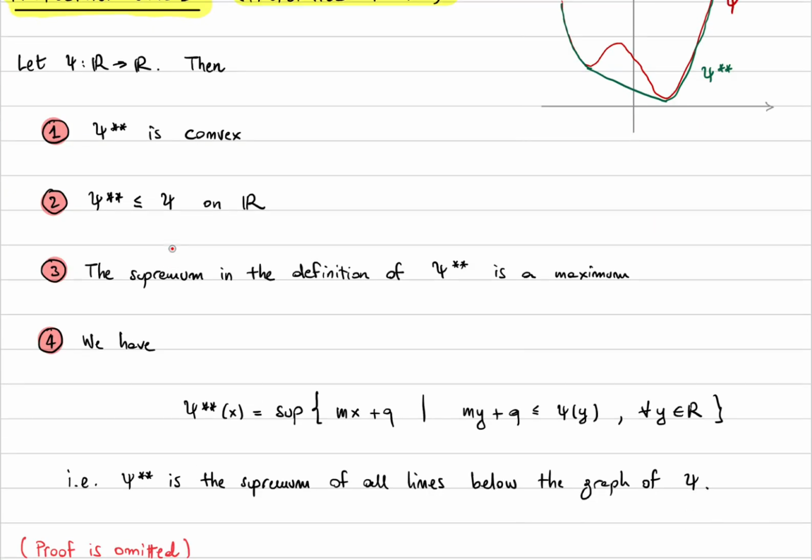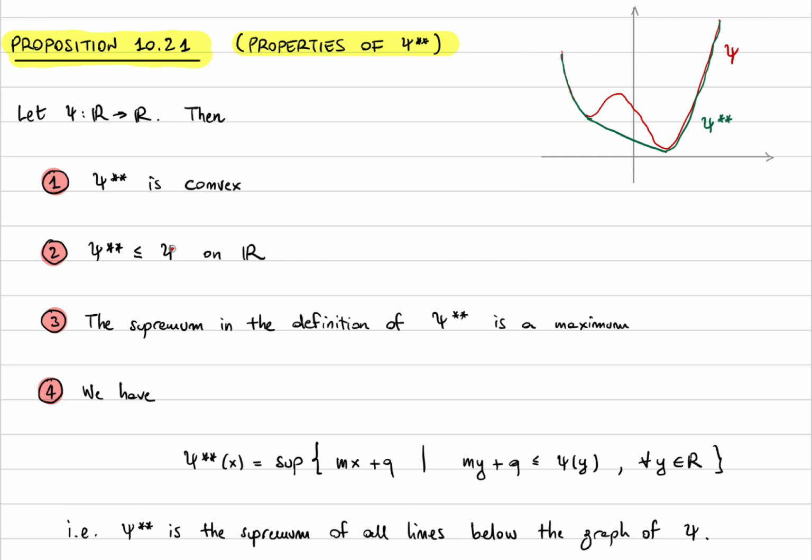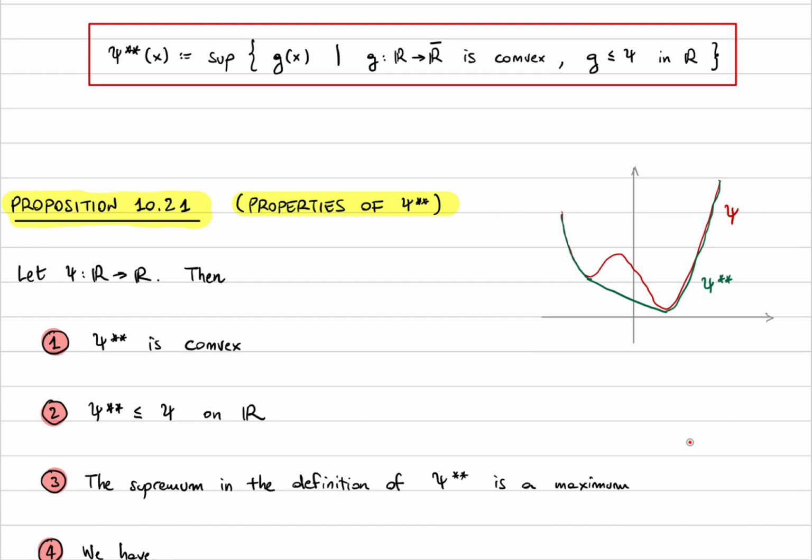And finally, number four is telling you that the convex envelope can be written as the supremum of all the lines lying below the graph of psi. So this is an arbitrary line, mx plus q, but this line has to verify that my plus q is less or equal than psi of y for every y in R. So here, again, the definition was the supremum of all convex functions which are below psi, and you can replace this by just taking the lines which are below psi.